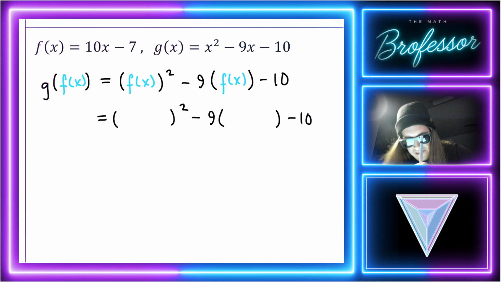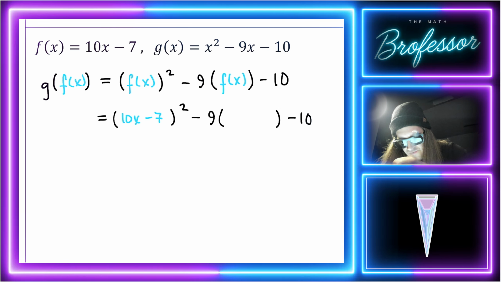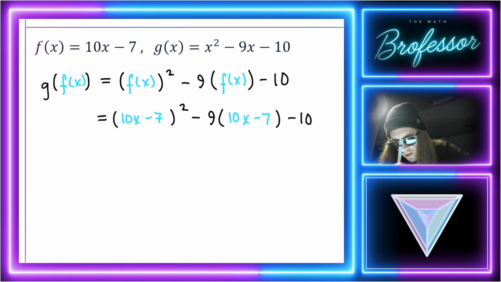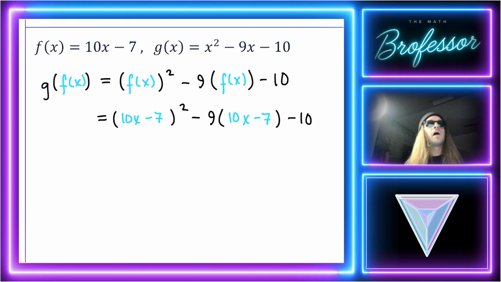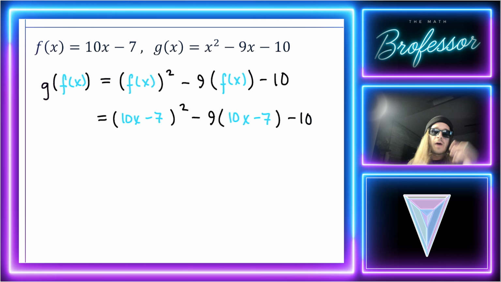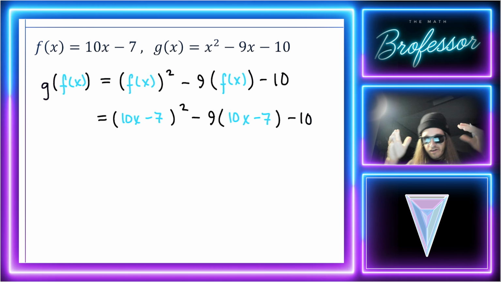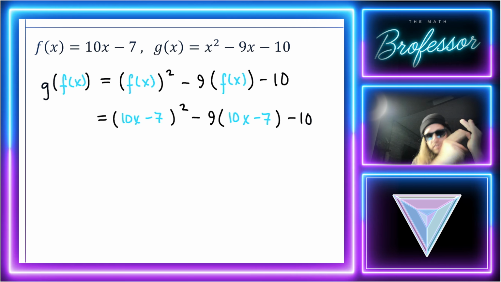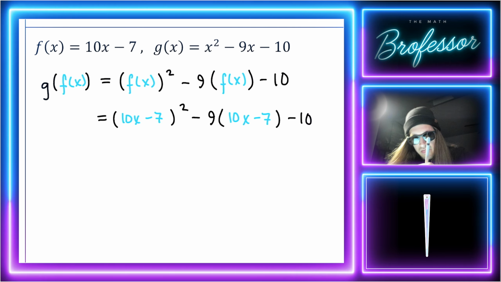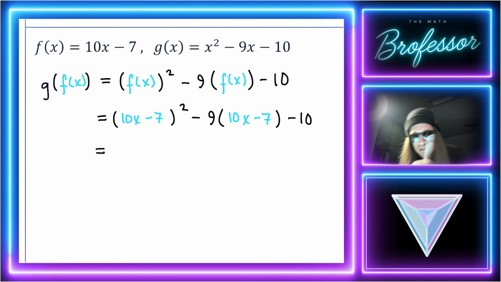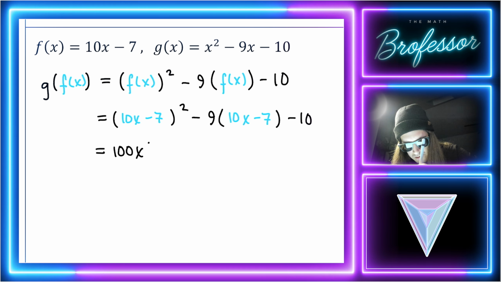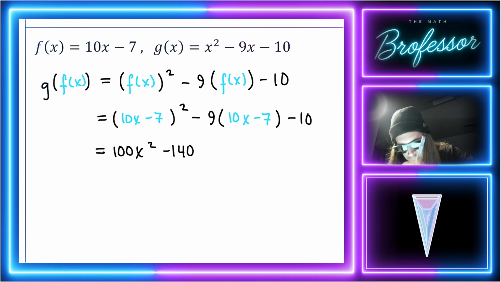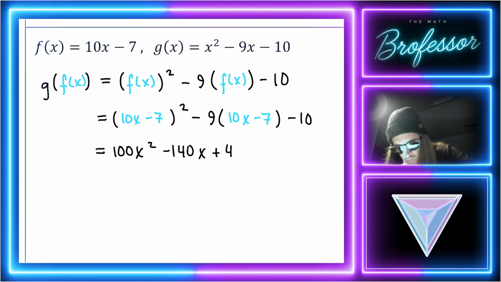F of x is 10x minus 7. And then, good. So I'm not going to show the whole FOILing of the binomial squared. If you don't know how to FOIL, if you don't know how to square a binomial, pause, go practice that. But this right here, 10x minus 7 squared, is going to be 100x squared, minus 70x, which is minus 140x, 7 times 7 is 49.